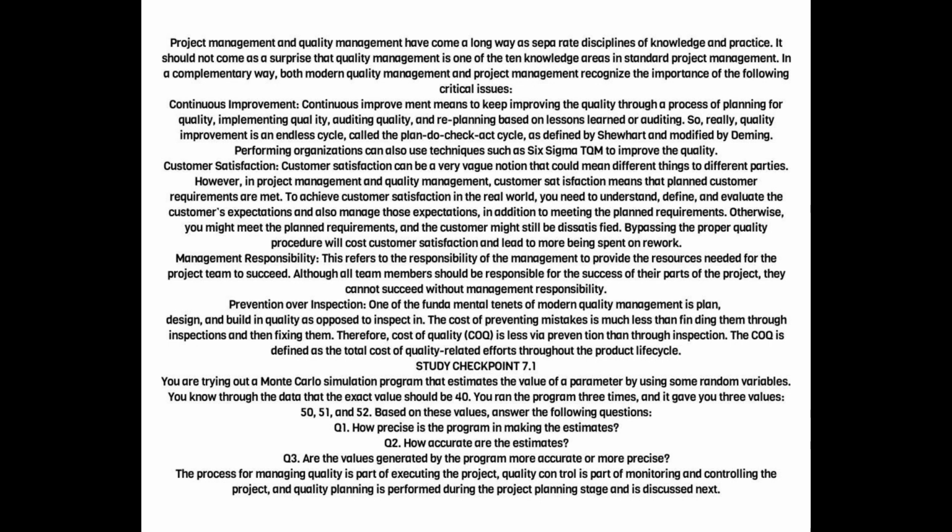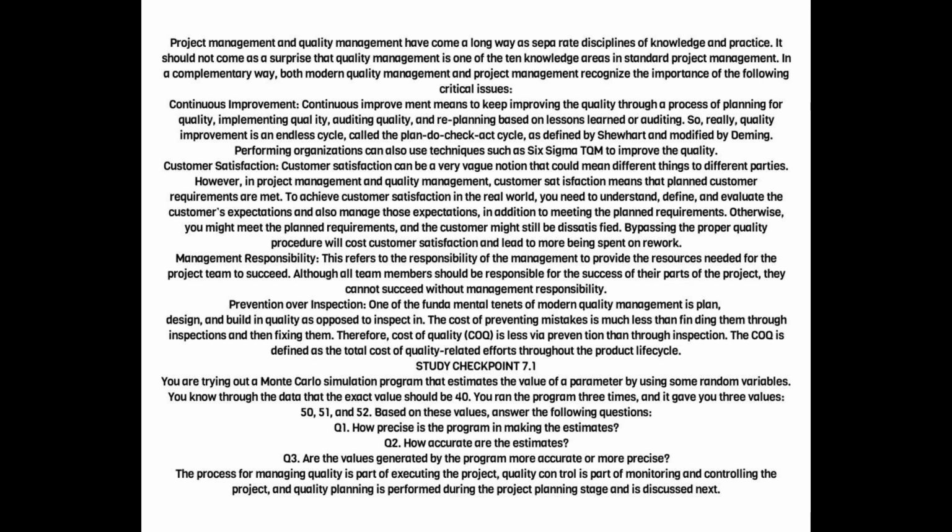Management responsibility. This refers to the responsibility of the management to provide the resources needed for the project team to succeed. Although all team members should be responsible for the success of their parts of the project, they cannot succeed without management responsibility. Prevention over inspection.